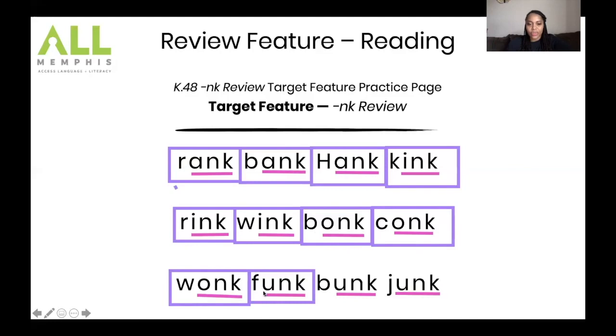Yes, the word is funk. Read this word. Yes, the word is bunk. And read this word. Yes, the word is junk. You guys did awesome with your reading with our NK review. Way to go. Let's move right along.